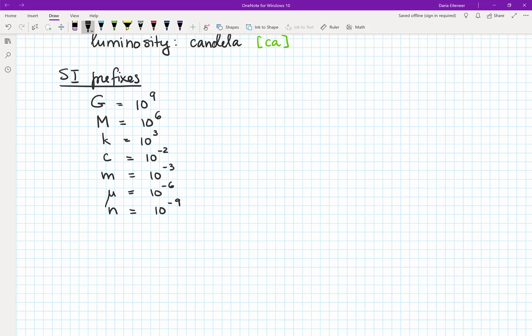So the way that you would normally use it is something like this. If I tell you that distance is 1 kilometer, you would literally replace that prefix with 10 to the 3rd meter. Or if I tell you that mass is 5 milligrams, you would literally just replace that prefix milli with 10 to the -3 grams. Okay. There are a lot more, but these are kind of the ones that you need to know for this course.